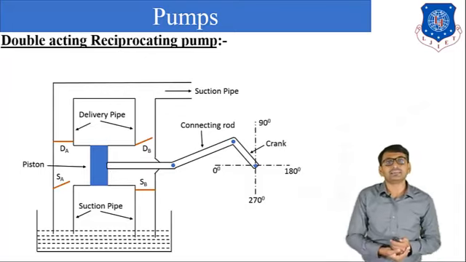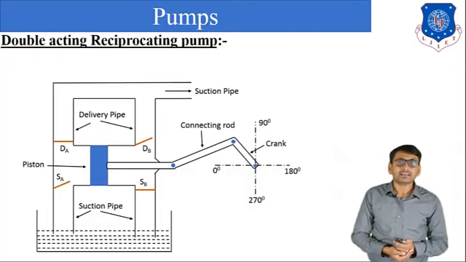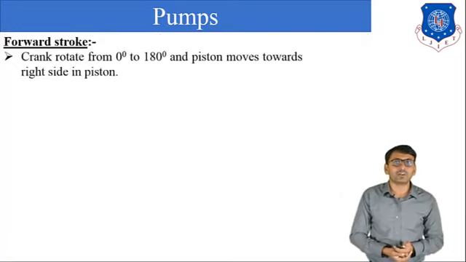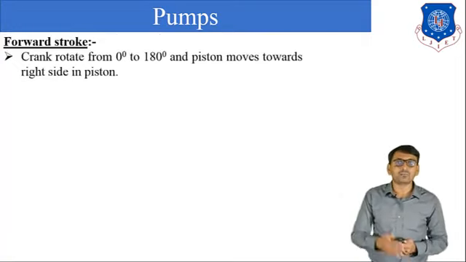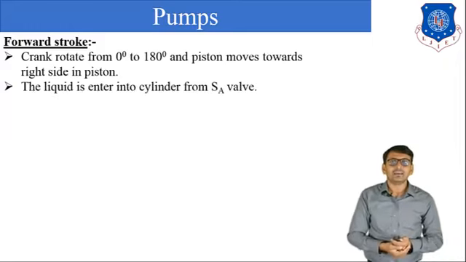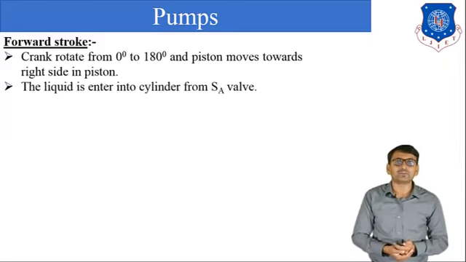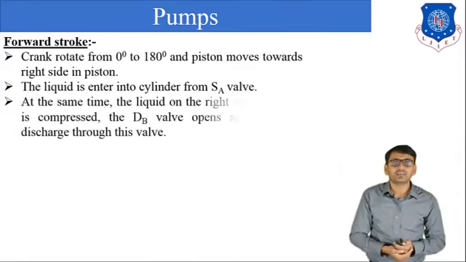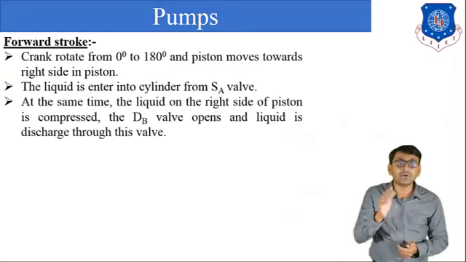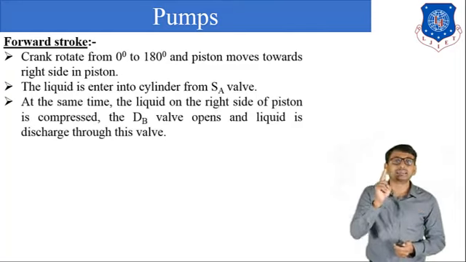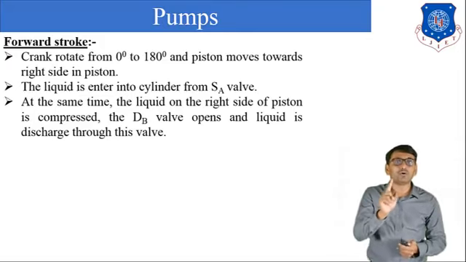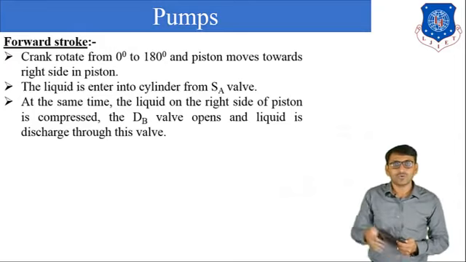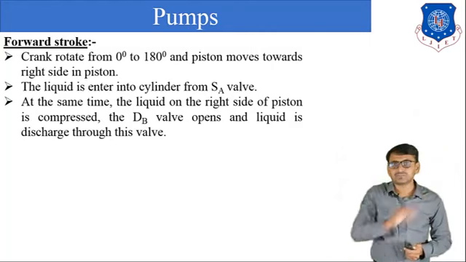So we get a continuous supply of liquid in the double acting reciprocating pump. In the forward stroke, the crank rotates from 0 to 180 degrees and the piston moves to the right in the cylinder, and the liquid enters the cylinder as the SA valve opens. At the same time, the liquid on the right side of the piston is compressed, the DB valve opens, and the liquid is discharged through this valve. So water enters and is discharged.